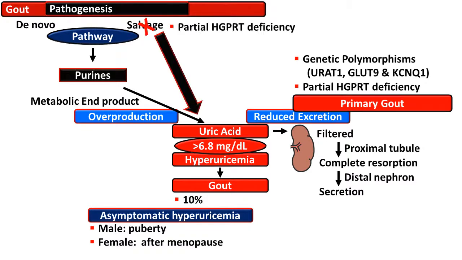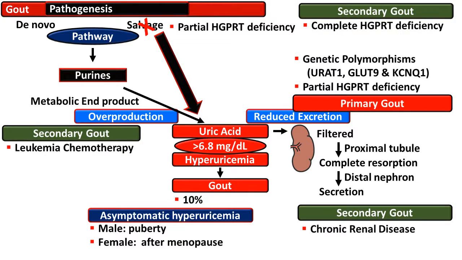This partial HGPRT deficiency blocks the salvage pathway, and due to this block of the salvage pathway, there is more production of the uric acid, as the formation of the purine is decreased. So more of these purines get pushed towards the end product formation, that is the uric acid formation.